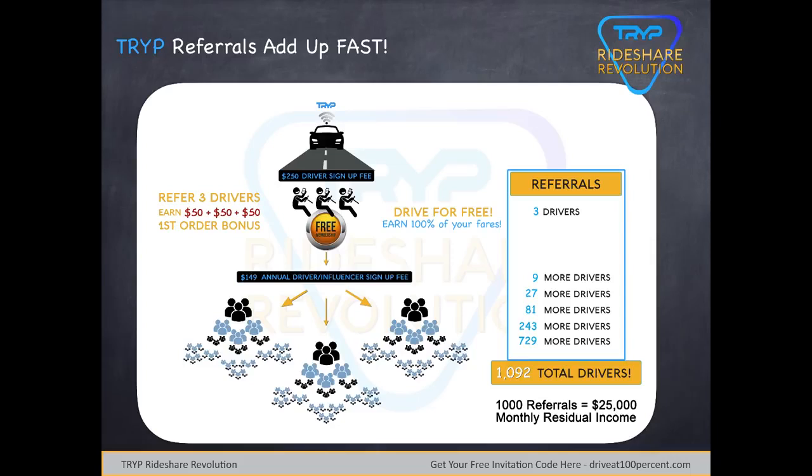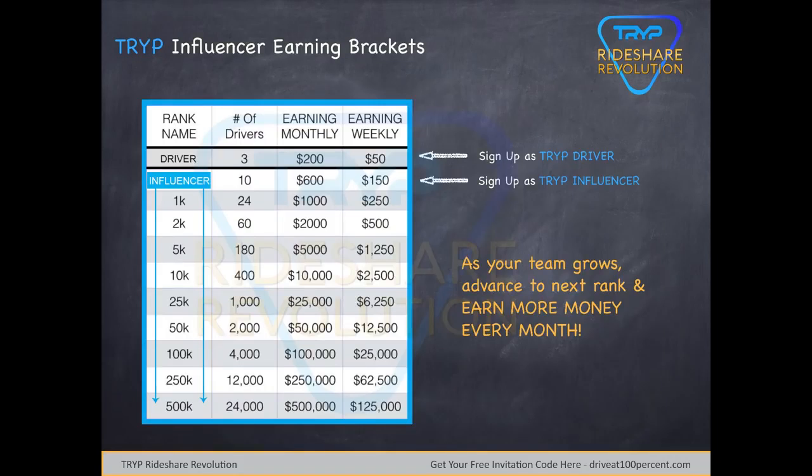And along the way, you'll be earning $50 a head for every single one that comes from you directly. And all of the referrals that come in off of your team will count towards your numbers for achieving these compensation ranks. Let's look at the different earning brackets that Trip has set up here, because it's pretty astounding.